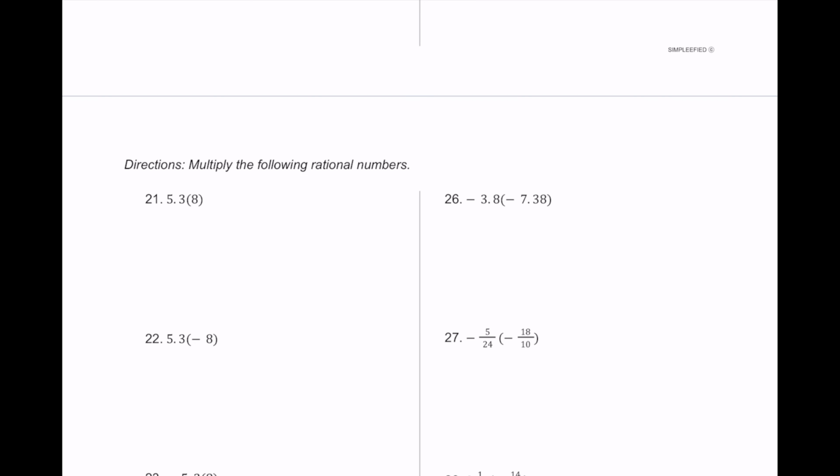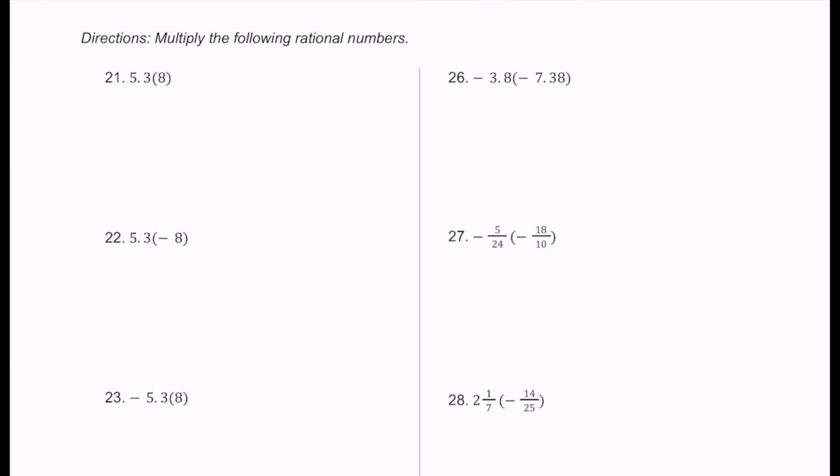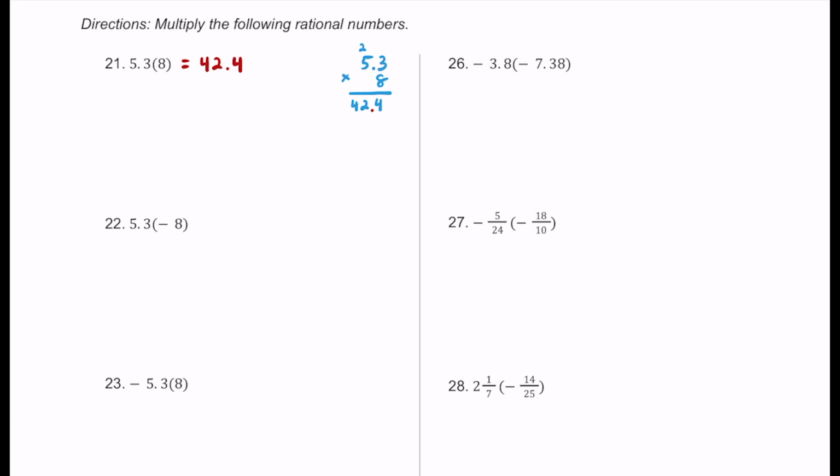Here's number 21. So we're multiplying 5.3 and 8 together, so let's go ahead and put the number with more digits on top, the number with less digits right underneath. Don't worry about lining up decimals. 3 times 8 is 24, put the 4, carry the 2. 8 times 5 is 40, plus 2 is going to be 42, so we have 424. And it looks like we have one decimal place, so we're going to put one decimal in our product here. So we're going to get 42.4.